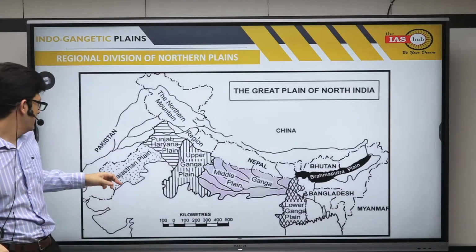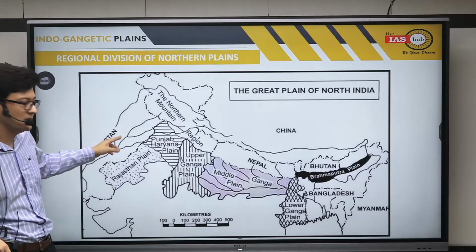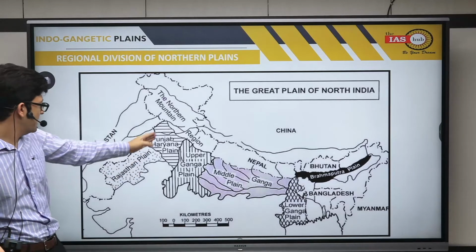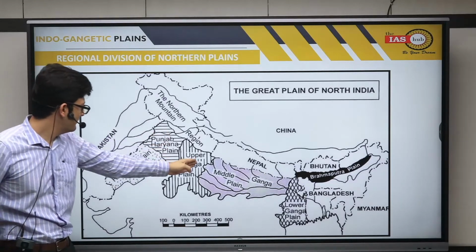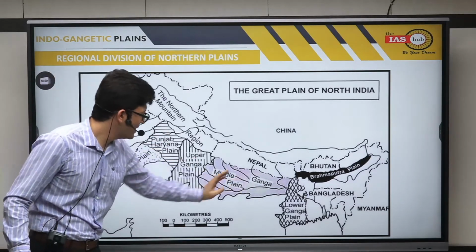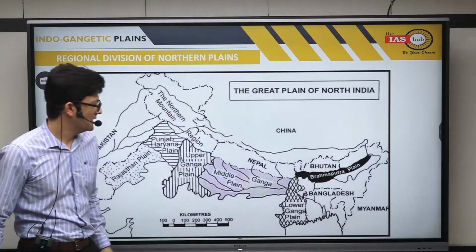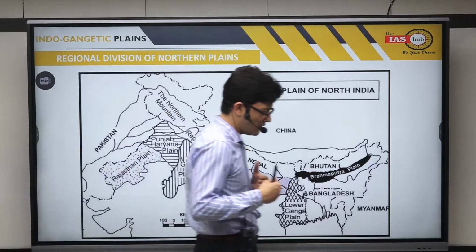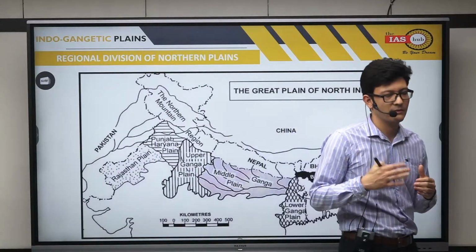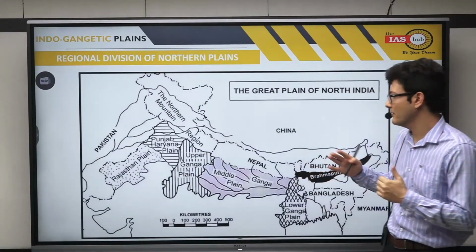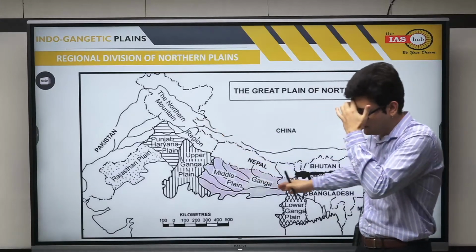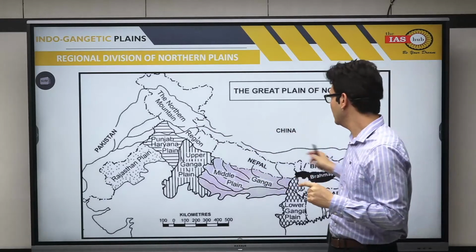If you see, the Pakistan region was the Sindh plain, then we have Rajasthan plain, Punjab Haryana plain, then we have Upper Ganga plain, Middle Ganga plain, Lower Gangetic plain, and the Brahmaputra plain. So in this manner, northern India has been divided from east to west or west to east, whatever you want to take it, the division. So we have discussed north to south and then east to west.